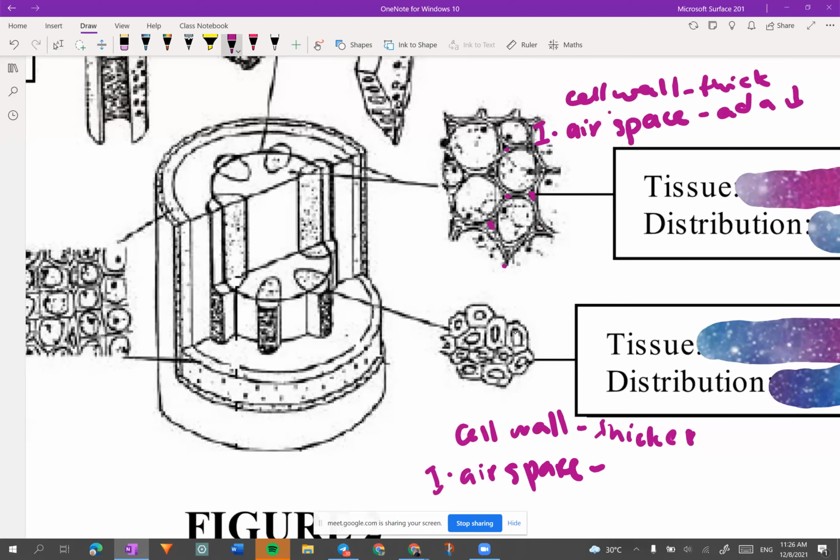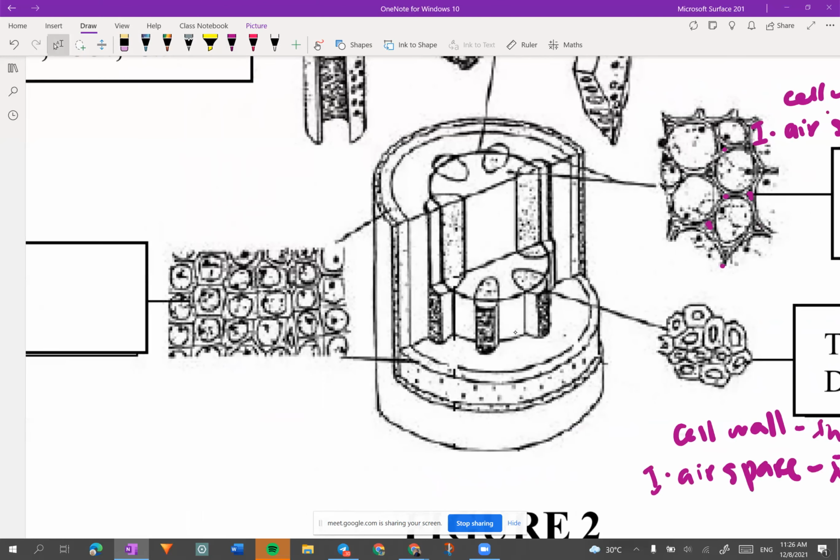So, air space dekat sini. Do you see any air space in them? Tak ada. Sure? Yang ni? Itu air space ke bukan? Bukan ya. That is the cell kan? Okay, good. No space at all. Well done. Good observation.